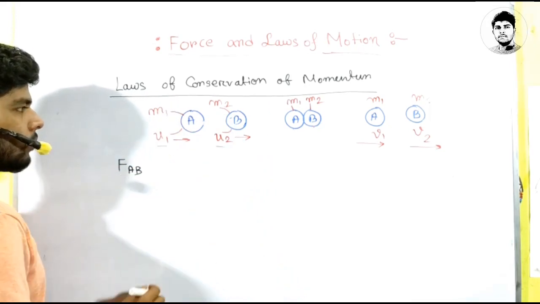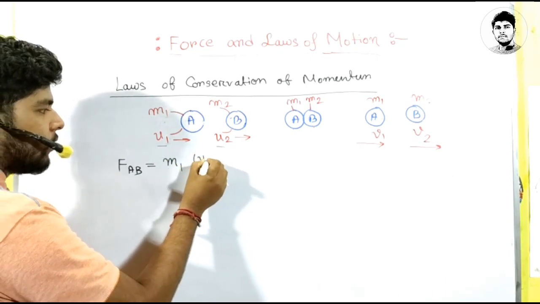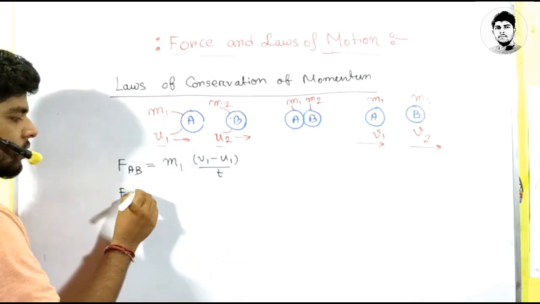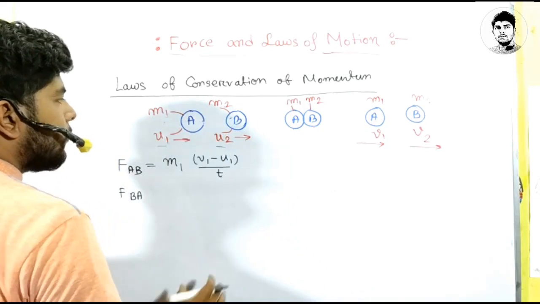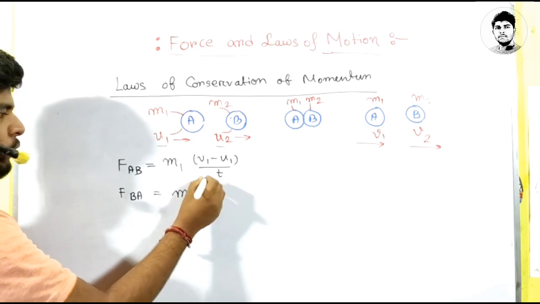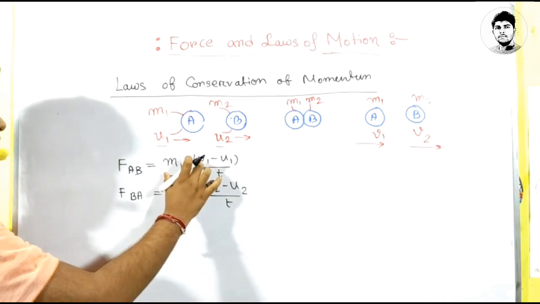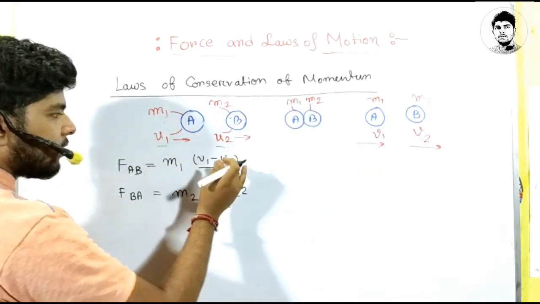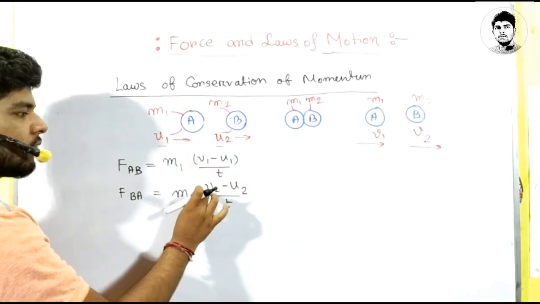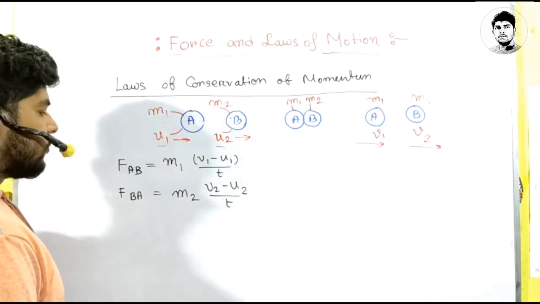This is force AB. From Newton's second law, we can write m1 (v1 minus u1) by t, right? And what is the force applied by object B on object A? That is force BA, and that will be m2 (v2 minus u2) by t, right? See, the final velocity of object A is v1 and the initial velocity is u1, so v1 minus u1 by t, and here also v2 minus u2 by t. v2 is the final velocity of object B, and u2 is the initial velocity of object B.